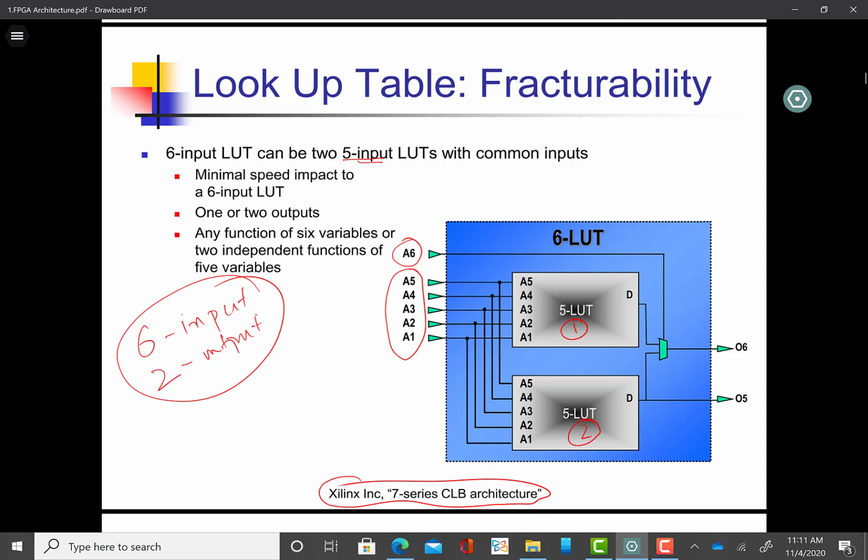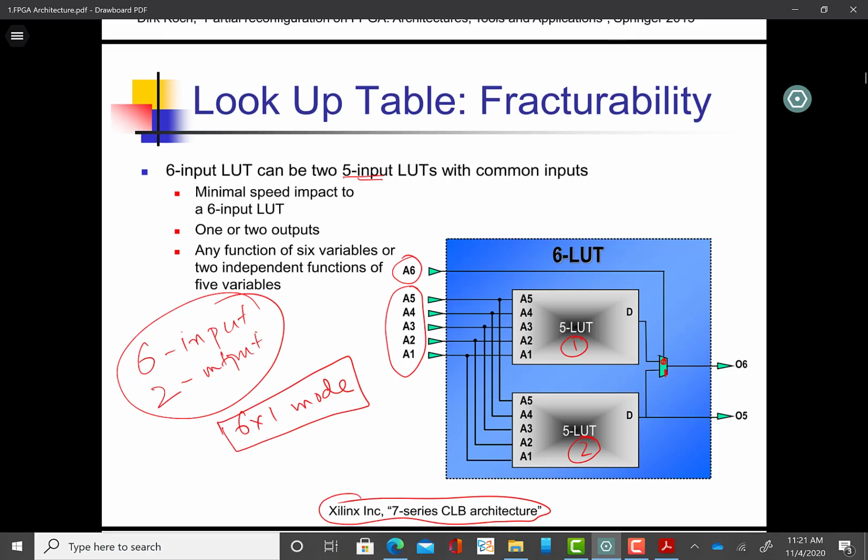If you want to use it in 6x1 mode, which means that you implement all 6 variables for a single function, then in 6x1 mode, A6 is a variable in user control.